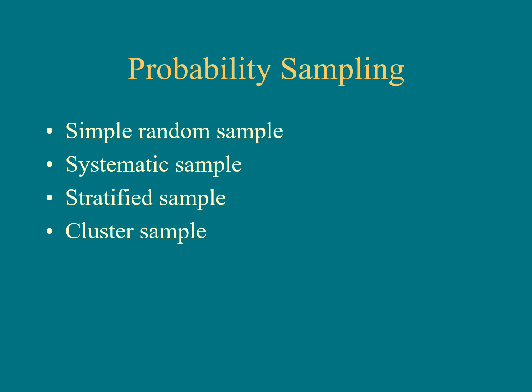Probability sampling. There are four types of probability sampling: simple random sampling, systematic sampling, stratified sampling, and cluster sampling. And lastly, there is another type, that is multi-stage area sampling.